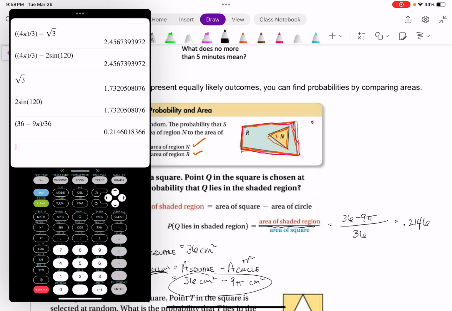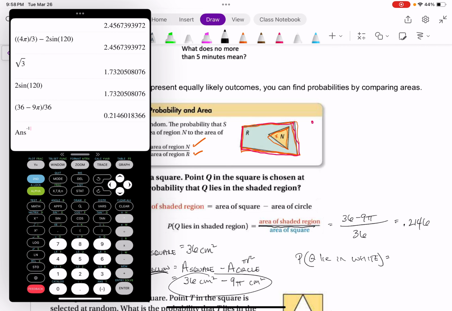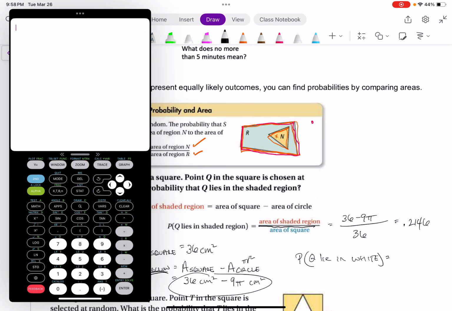Now the question is, what is the probability that Q lies in the white? Well, what if I want it to land in the white? There are a couple different ways you could do this. Think about what is... Oh, I didn't want to do all that.